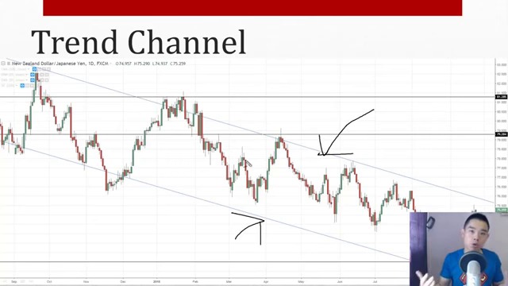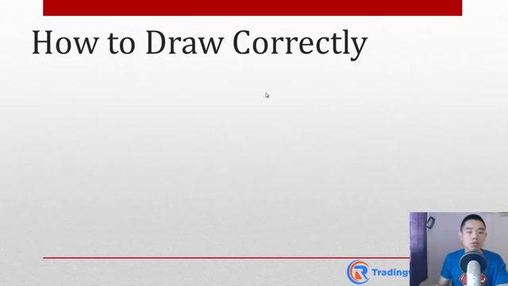Again, it's used to help you identify an area of value. So now, how do you draw these tools correctly? Because if you think about this, these tools are really important. They can help you identify what is low and what is high. So the important thing right now is how do you draw your levels correctly?